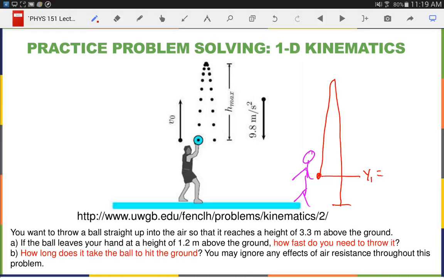Y1. They use Y1 there, so that's why I'm using Y1, in case you're wondering why I used 1 instead of 0. It starts with a height of 1.2 meters. Up here, Y2 is 3.3 meters, and down here, Y3 is 0 meters. That was all information I knew.